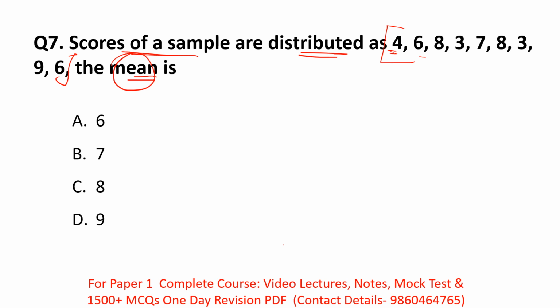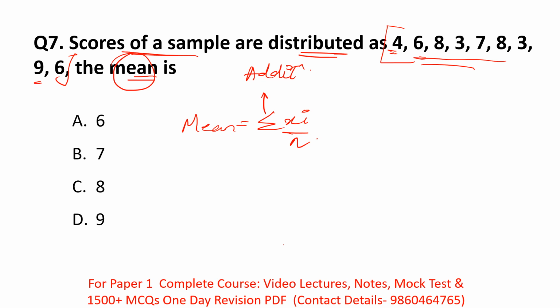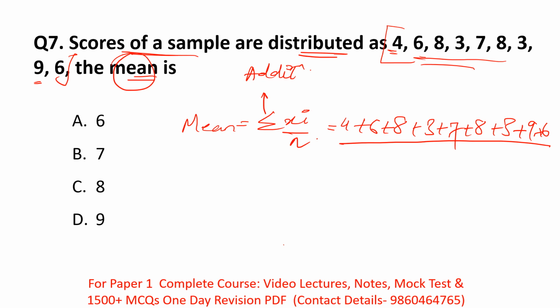So remember, mean formula is mean is equal to summation of xi upon n, where summation means addition. You have to add all these terms and divide by n, the number of terms. So summation xi means you have to add 4 plus 6 plus 8 plus 3 plus 7 plus 8 plus 3 plus 9 plus 6, divided by n, the total terms. Count how many total terms are there: 1, 2, 3, 4, 5, 6, 7, 8 and 9. So here 9 will come.